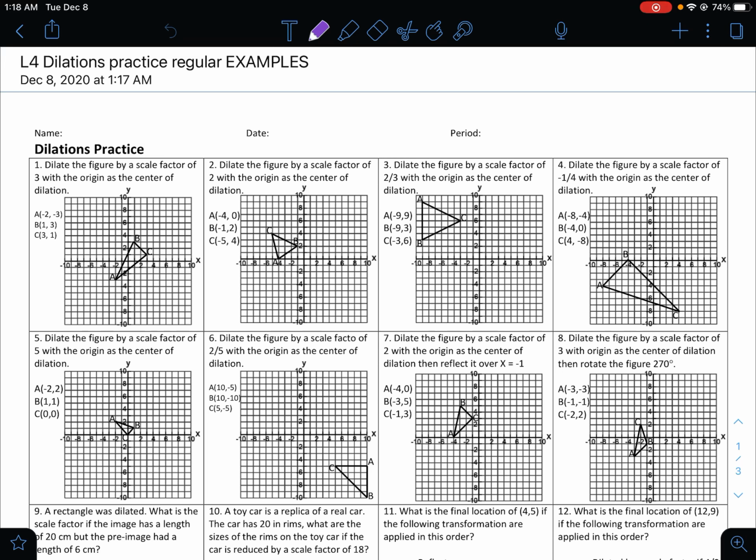Okay, this is the fourth and final transformation. So we started off with translations, we went to reflections, then the third one was rotations, and now the fourth one is dilations.